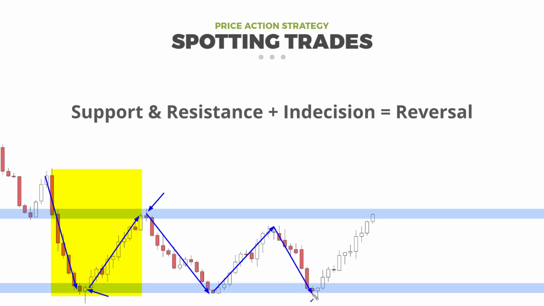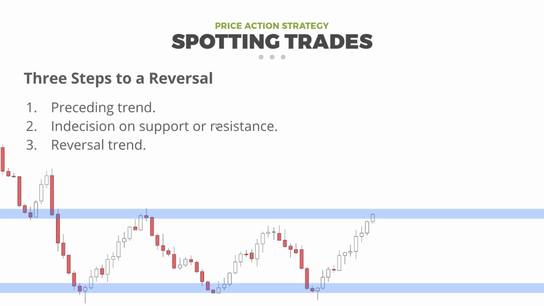See, price fell back down into here, indecision there. See that indecision candle, and it pushed away. So this is really, really common in trading, having these kinds of setups. There are 3 steps to spotting a reversal trade. A reversal trade comes in 3 different steps. The first step of a reversal trade is the preceding trend.